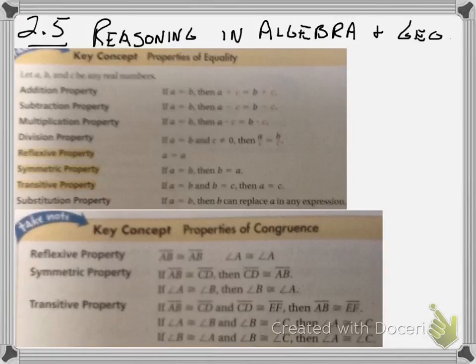2.5, Reasoning in Algebra and Geometry. Key concepts are about properties of equality. And again, the key word is equality. When you have two things equal, notice you have A equal B, A equal B, A equal B, and so on and so forth as we go down.